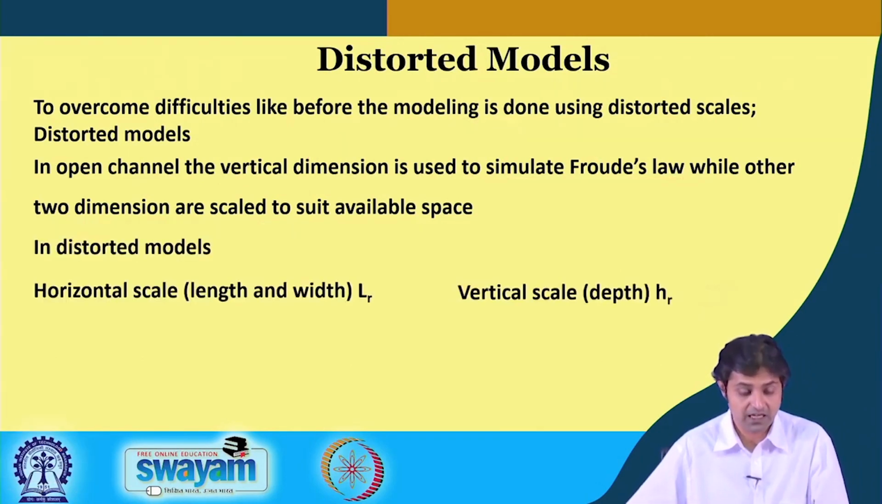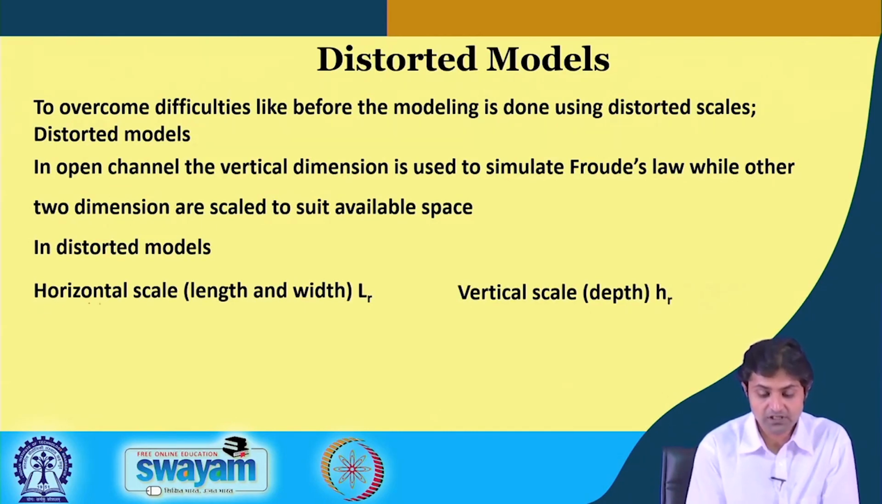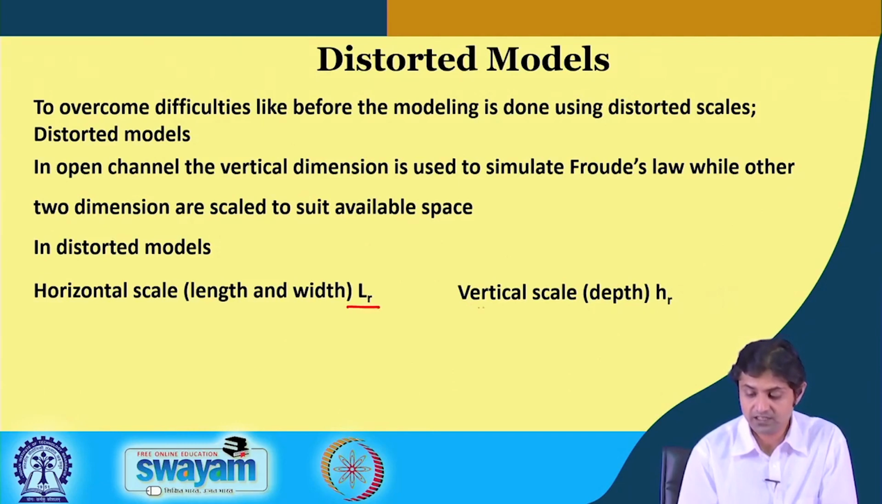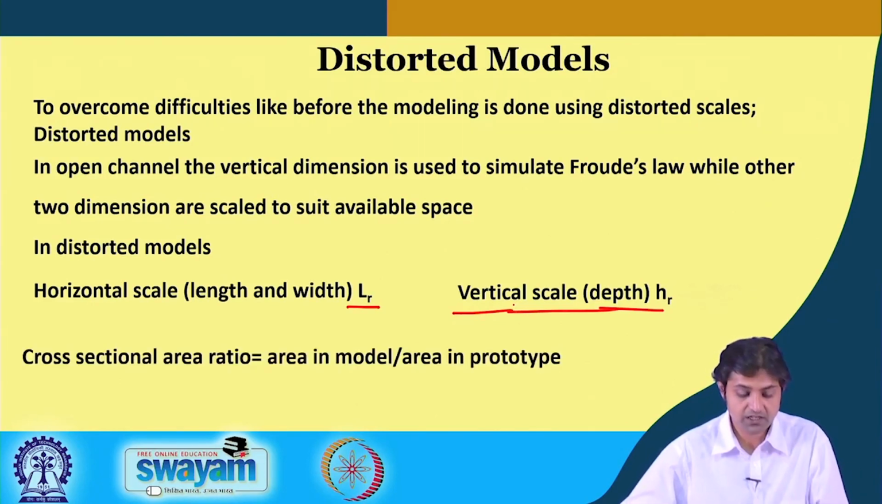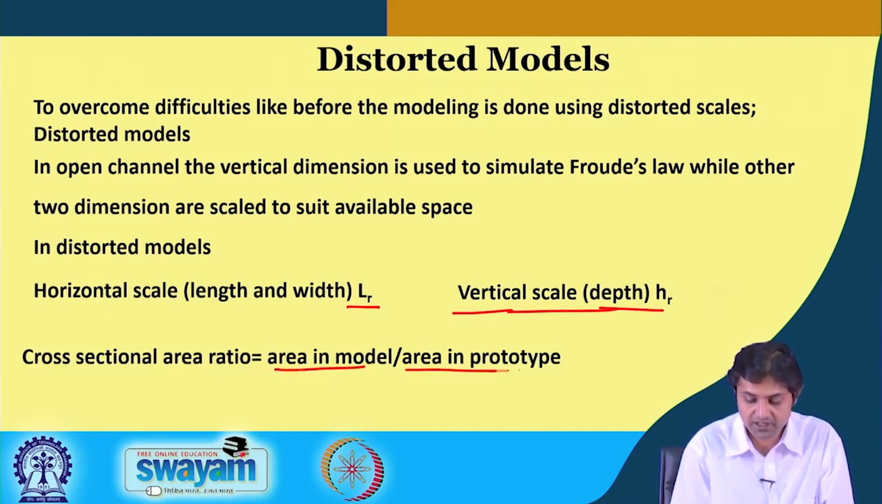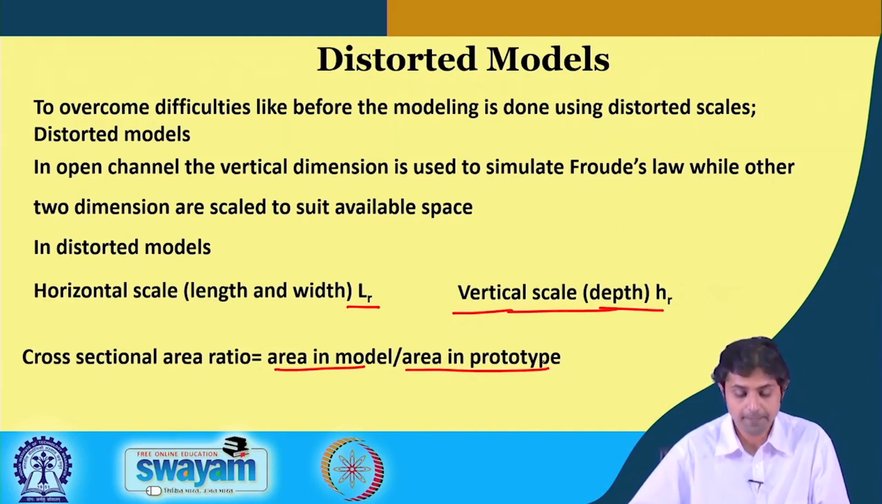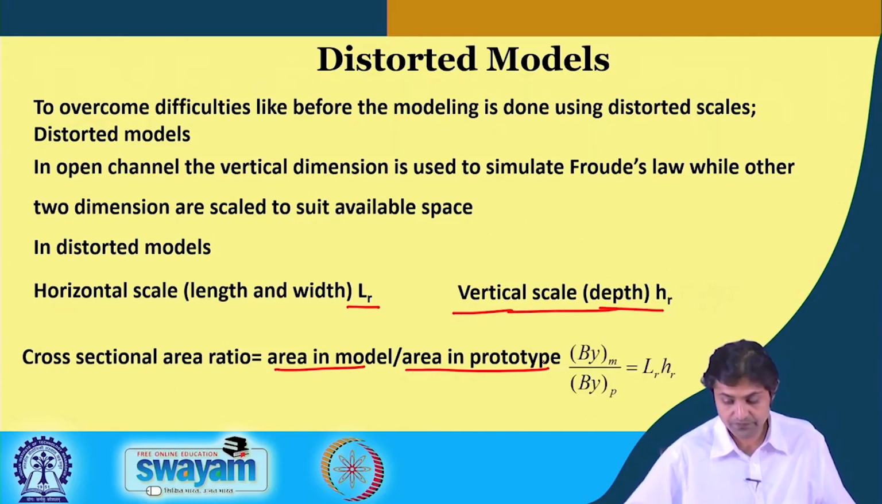So, in distorted scale models, horizontal scale length and width is given by LR. A vertical scale can be different. In this case, it can be HR. Now, ideally, LR should be equal to HR, but in distorted models, we do not do that. All right. Cross sectional area will be the area in the model divided by area in the prototype, correct? If we try to calculate the cross sectional area, it will be width into y divided by b into yp, correct?